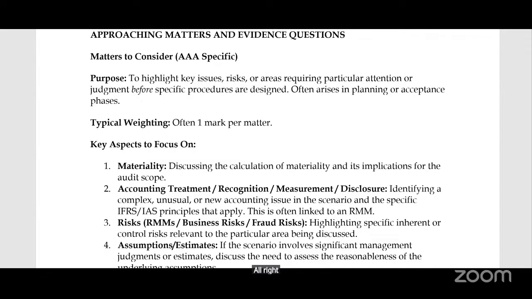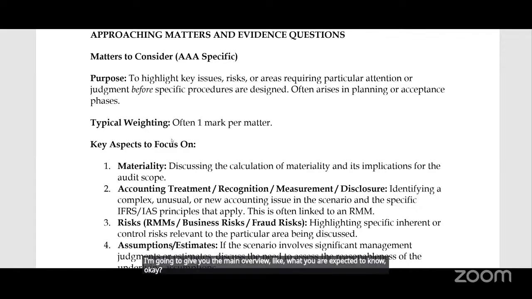All right. So when it comes to matters and evidence, why does your examiner ask questions on matters and evidence? When it comes to matters, it is actually accounting matters. The word matters is accounting matters and other related matters. So I'm going to give you the main overview, like what you are expected to know.